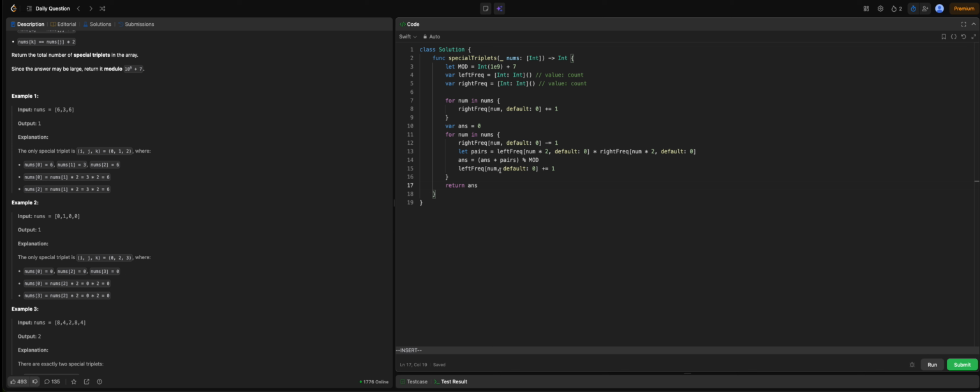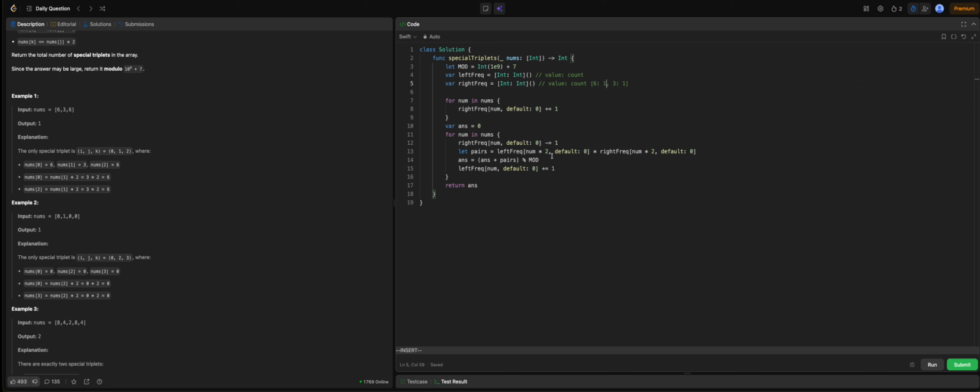So okay, let me try to dry run through the example 1. So since we have numbers in here, our right frequent will be like this: 2, 6, and then 3, 1. So that is our right frequent after running through it. So since we find the 6 initially, we detect the 1 from here, and then we will find the pairs. How can we find the pairs? Left frequent of num multiplied by 2.